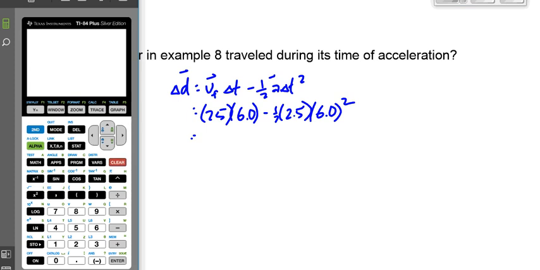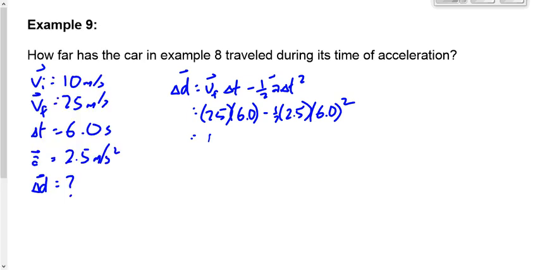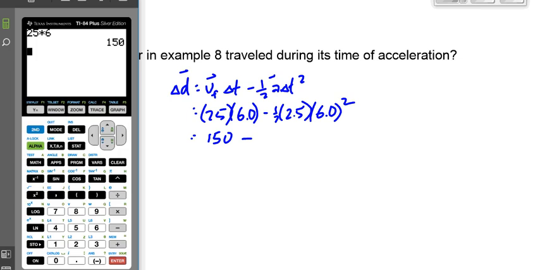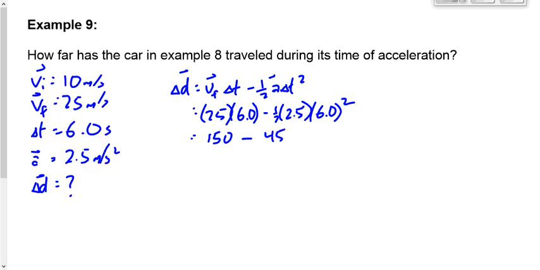At this point, I'm going to do this in stages. It's not going to be long before I start showing you how to use brackets on the calculator, but right now we're just going to focus on doing little bits at a time. So I'm going to calculate that first number, 25 times 6. That gives me a value of 150. So let's write that down. Subtract. And then for the second bit, I'm going to say 0.5 times 2.5 times 6, and then the squared button right there. 0.5 times 2.5 times 6 squared gives me a value of 45. So it's 150 minus 45.